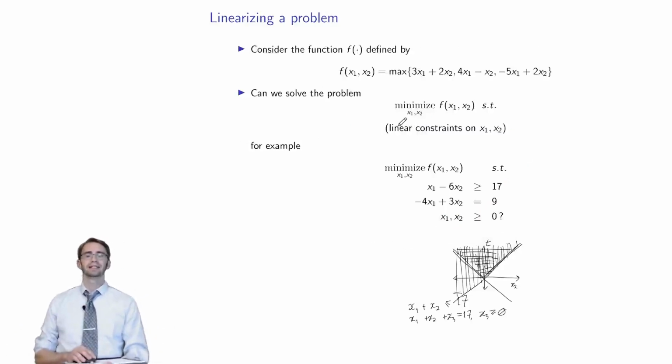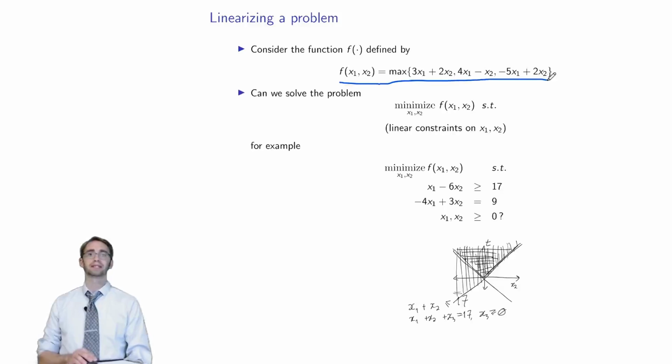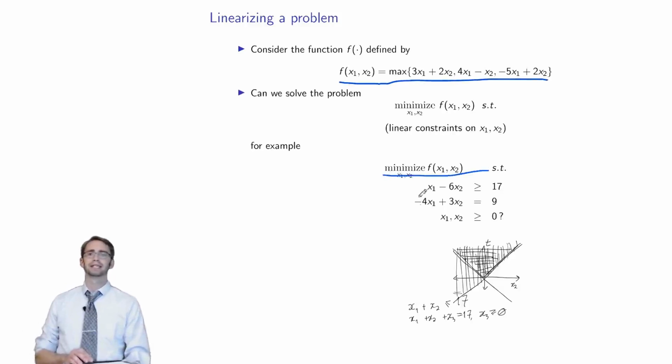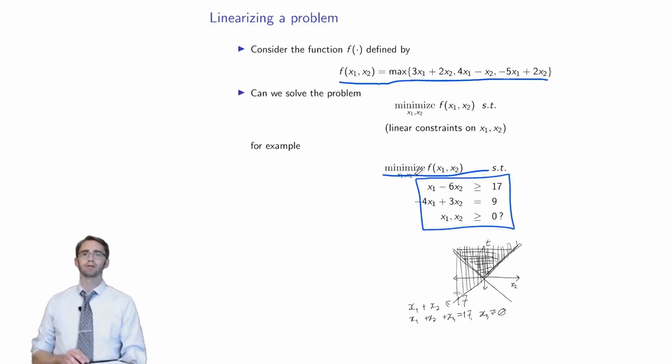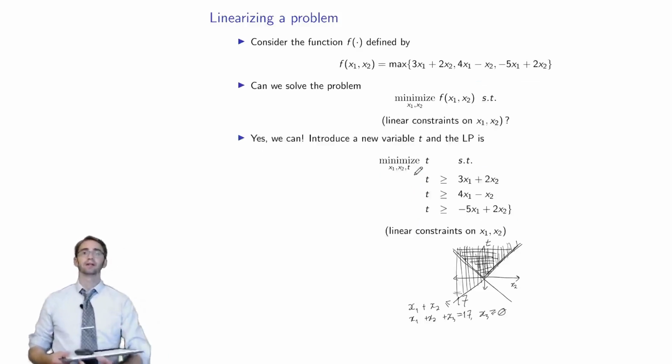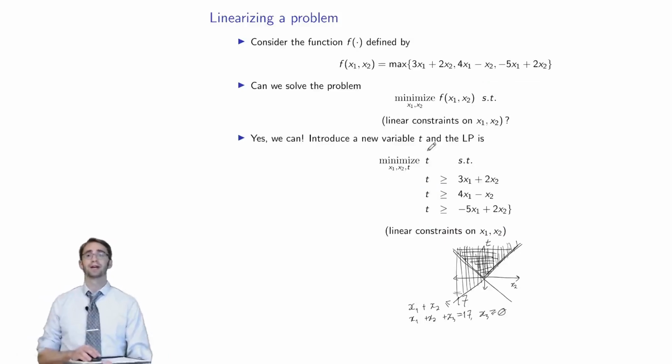Okay, let's ask if we can minimize this function if we have linear constraints on these variables. So we'll take this function here. F of x1 and x2 is the largest of these 3 things. And let's say, okay, can we minimize this thing subject to garden variety linear constraints on these variables? Yes, you can. And all you have to do is the exact same trick that I described before for absolute values. And we'll see how that carries out.